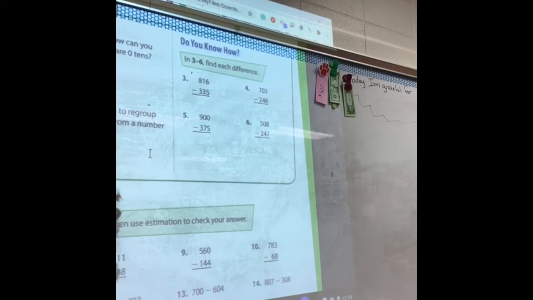All right, this is Mrs. Monroe's class. Today we're learning how to subtract across zeros. We're going to use some manipulatives because this class got quarantined right when we learned how to subtract. So we're just going to take some extra time on it today.